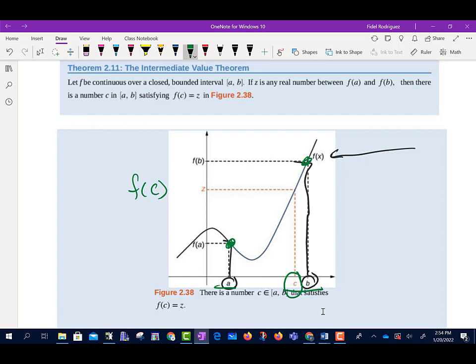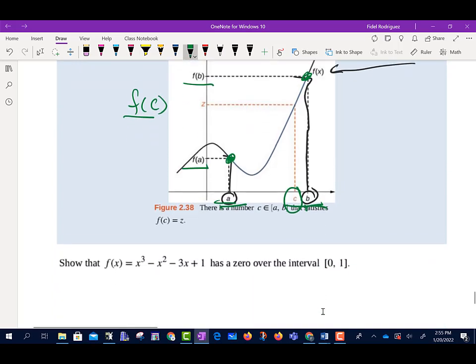So if c is between a and b, and the function is continuous, then f of c is going to be somewhere between f of a and f of b. That's what the intermediate value theorem basically tells me. But the function has to be continuous over that closed bounded interval from a to b. It can't be discontinuous there.